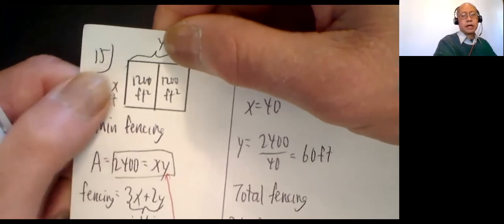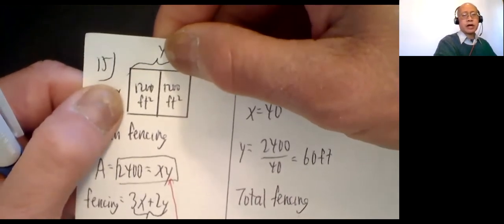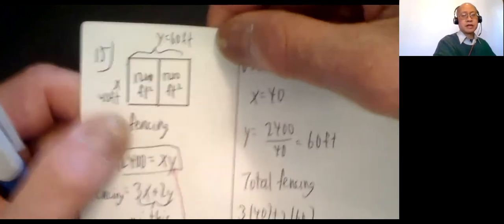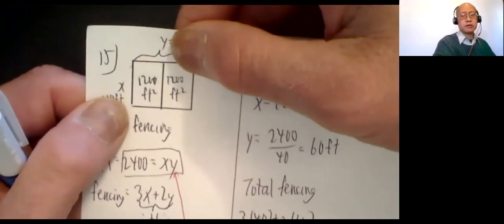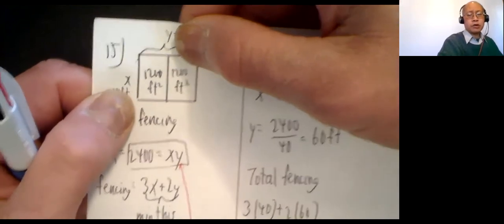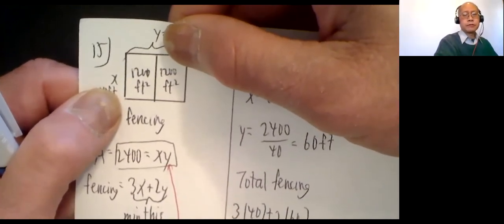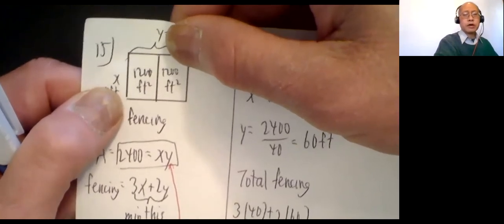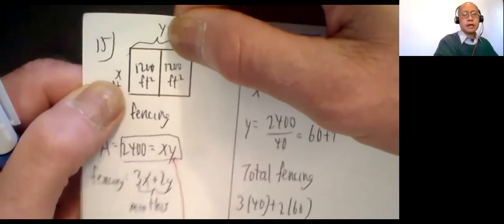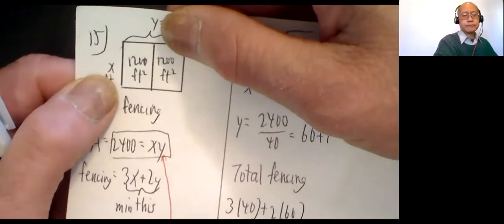And you want to minimize the fencing. So how should I arrange it so there's minimum fencing? These happen to be the answers, but we're not supposed to know it yet. So 1,200 square feet for both of those. The total area is 2,400, right? 1,200 plus 1,200. That's equal to X times Y.